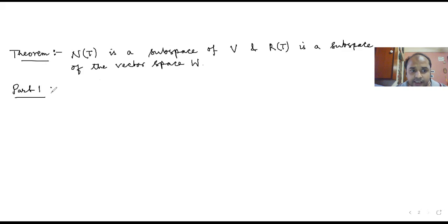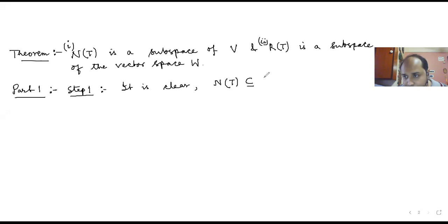And I'm treating this particular theorem as a problem. So therefore I am first of all trying to solve this particular theorem. Okay. Part 1 is that NT, if I consider this to be part 1 and that to be part 2, so in part 1 I am going to show that NT is a subspace of V. So step 1, it is clear from the definition that NT is a subset of the vector space V.